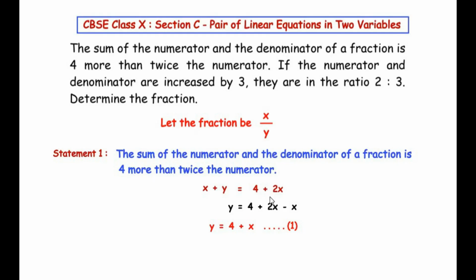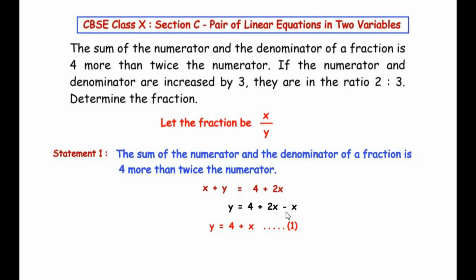So 4 more, that is 4 plus twice the numerator. Twice means 2 times. So here we have taken 2 times the numerator, which is x. So this first statement given converts as an equation, that is x plus y equal to 4 plus 2x. Now here we are going to take this x on the right hand side. So we get y is equal to 4 plus 2x, and positive x becomes negative x. So this equation simplifies as y is equal to 4.